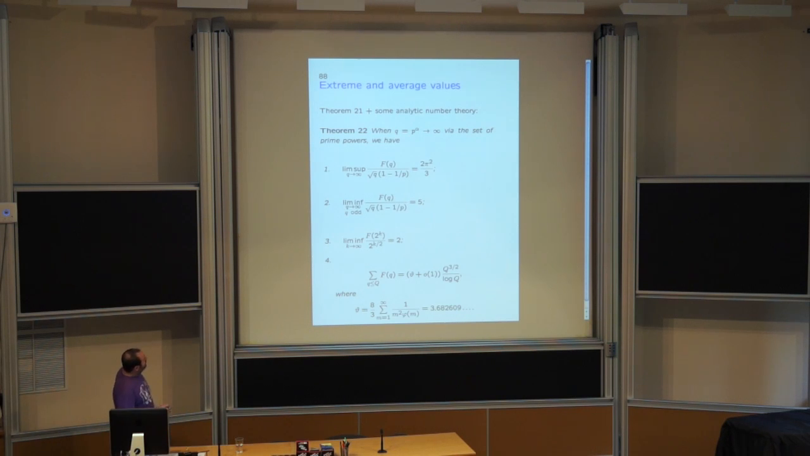These asymptotic formulas work for different types of Q. So first of all, if Q runs to infinity, this function could be as big as this constant times square root of Q, times 1 minus 1 over P. It's lim sup. There's no limit here. And probably the limit doesn't exist here. But if Q runs via odd prime powers, then the lower limit is 5. So this means that there's no limit at all, right? Because the lim sup and lim inf deviate.